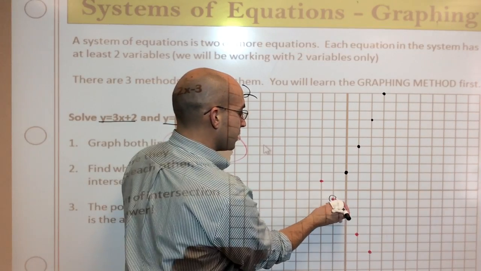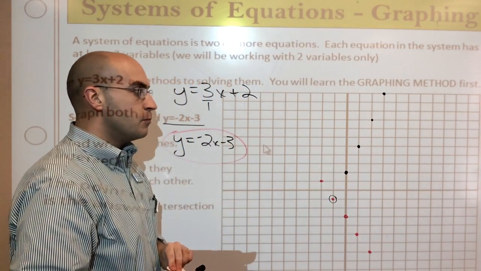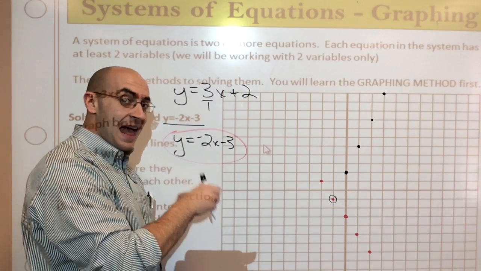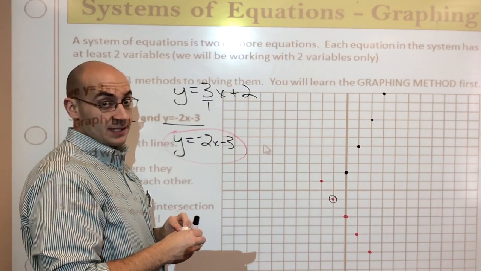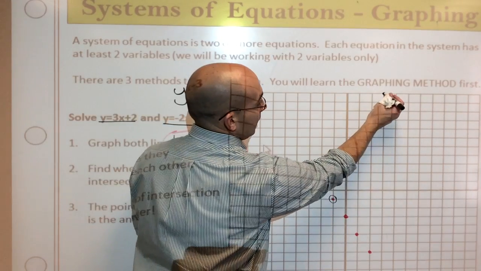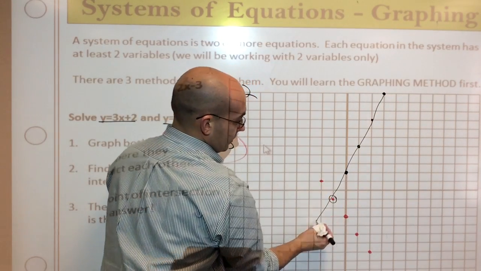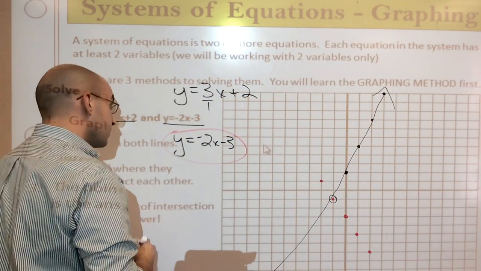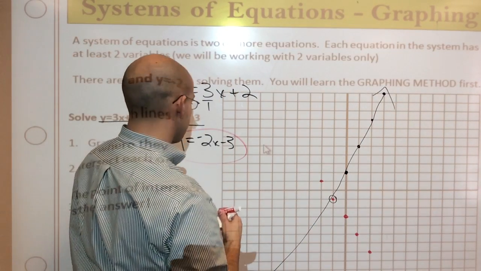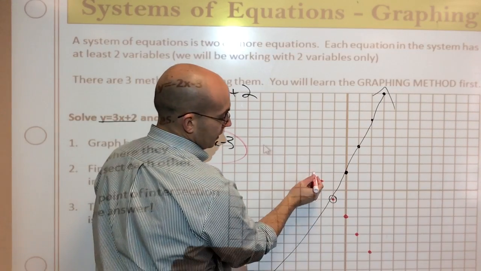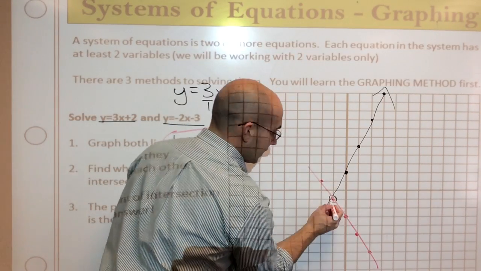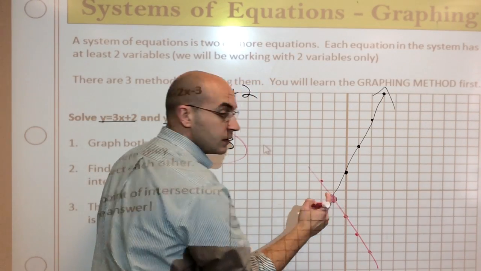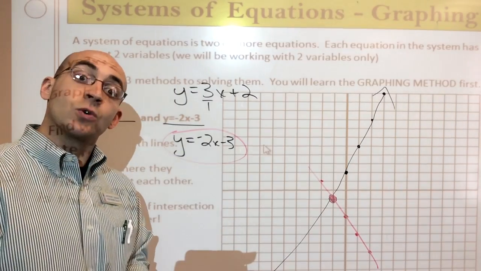Now, here is what's interesting. Both lines will go through that ordered pair, right? They're going to cross at that section, and now I can kind of draw a silly little line here. So that's the black line, y equals 3x plus 2, and the red line is y equals negative 2x minus 3. The point at which they cross is the answer. The ordered pair is the answer.